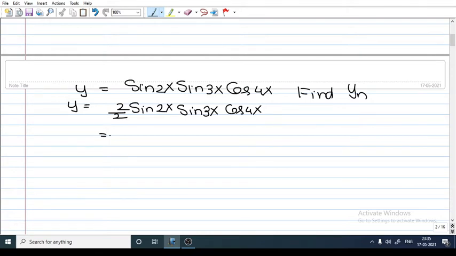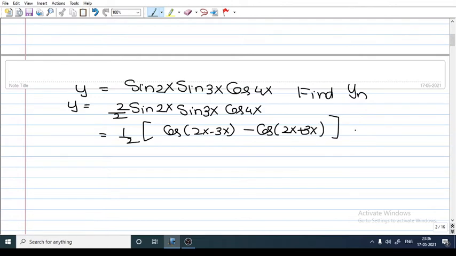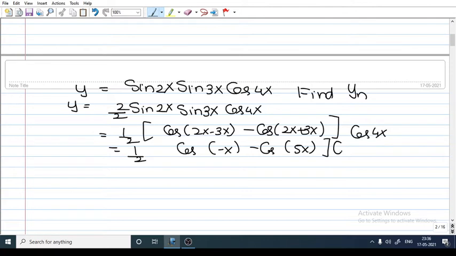Now we will apply 2 sine a dot sine b is equal to cos a minus b minus cos a plus b. So we will apply this and move this 1/2 outside. So what are we getting? Cos 2x minus 3x, minus cos 2x plus 3x, bracket close, into cos 4x. After this we are going to do this. Here we are getting cos minus x minus cos 5x into cos 4x.